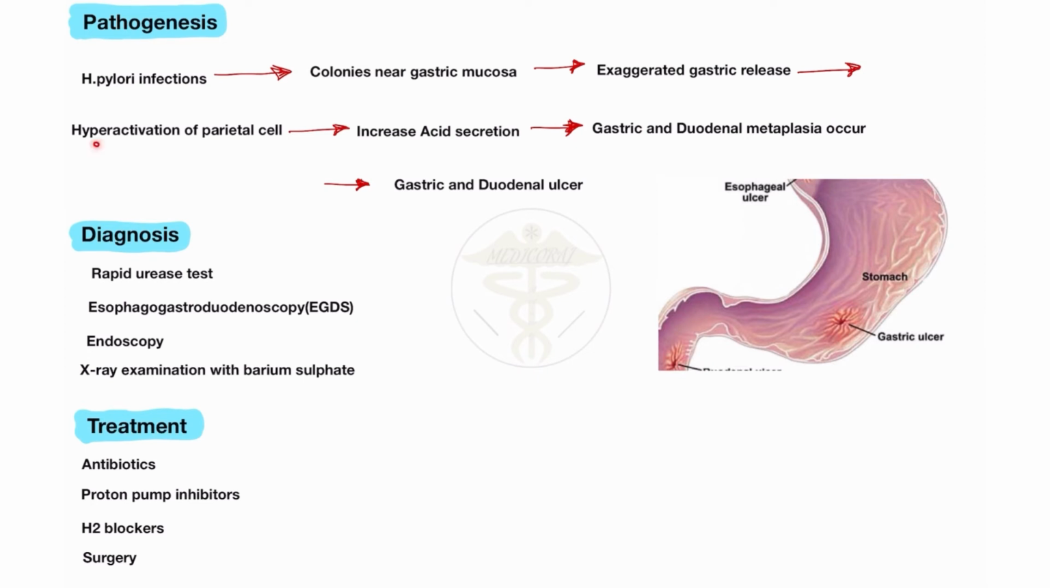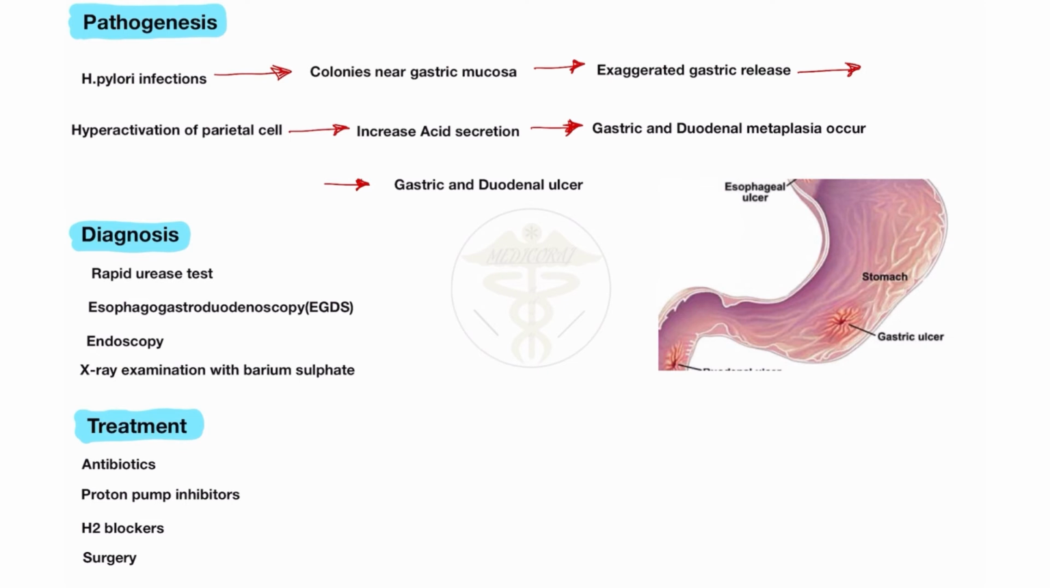Due to the hypergastrin release, through the positive feedback mechanism, activation of the parietal cell also occurs, and it causes an increase in acid secretion, meaning HCl secretion also increases in the patient's stomach or duodenum, which causes gastric and duodenal metaplasia, meaning hypersecretion of HCl occurs, which causes the gastric and duodenal ulcer. So this is the pathogenesis of peptic ulcer in the patient due to Helicobacter pylori infection.